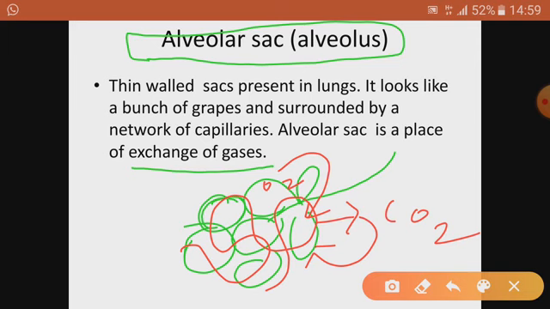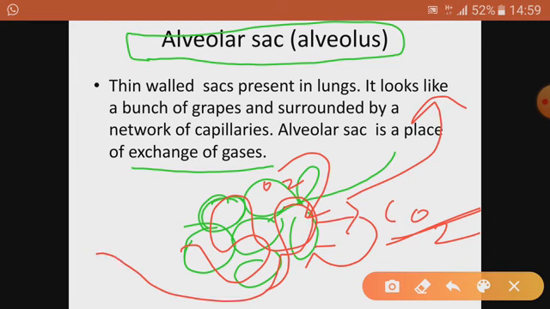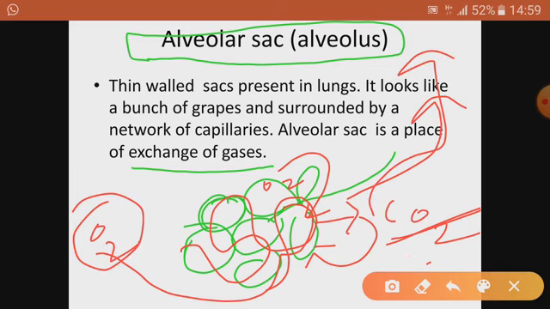Oxygen goes to the blood, and carbon dioxide which is present in the blood, because this blood capillary has brought it as a gaseous waste, the body wants to get rid of it, so it will go to the alveolus. Now carbon dioxide will follow that U-turn again, and oxygen will be in the blood, and from here it will go to the cell. Cell is the destination for oxygen, and nostril is the destination for carbon dioxide. So this is called exchange of gases, which happens in the alveolar sac.